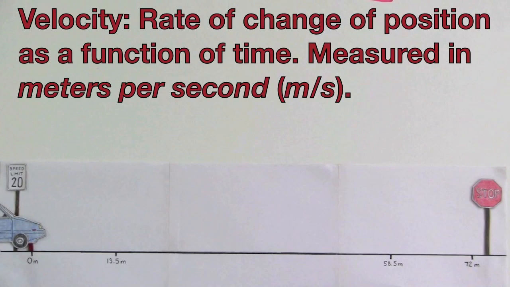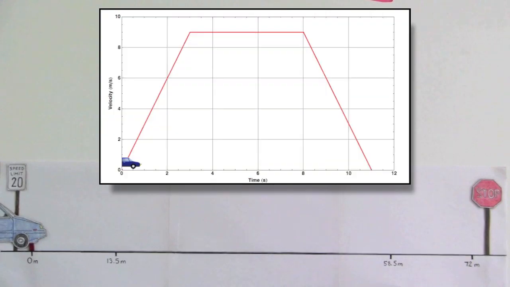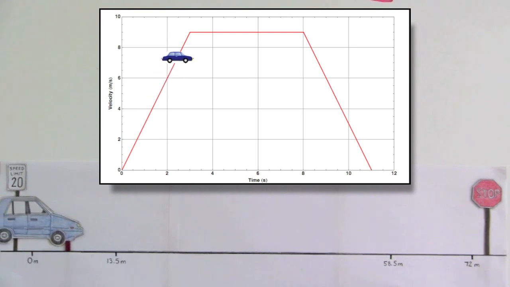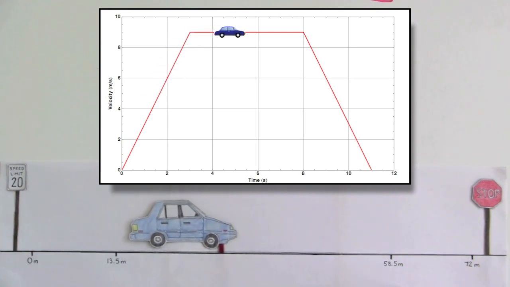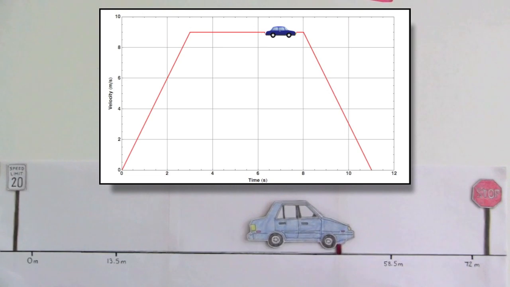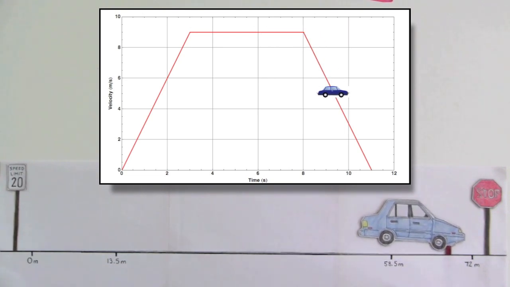Next, we look at how the velocity changes over the car's motion. During the acceleration, the velocity increases at a constant rate of 3 meters per second each second. When the acceleration is zero, the velocity is constant.